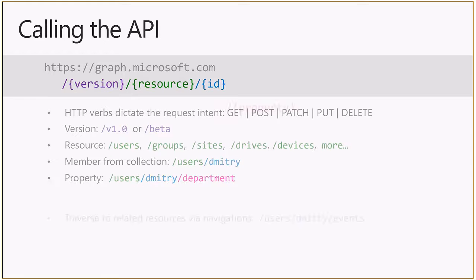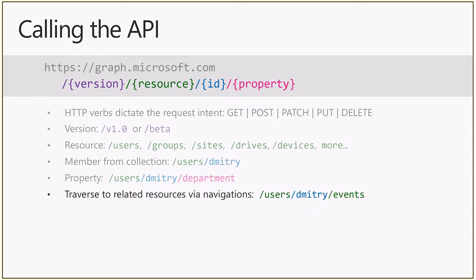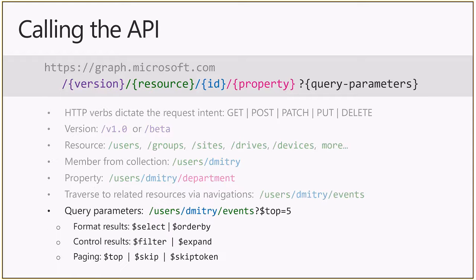From there, you can traverse to another resource through a navigation, and you can also use optional query parameters to get exactly the data that you need. So you can say, I want to just get the data that has this property set to this value. You can also paginate through really big collections. There's a lot of power here.